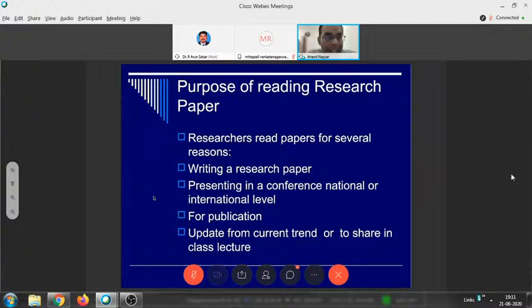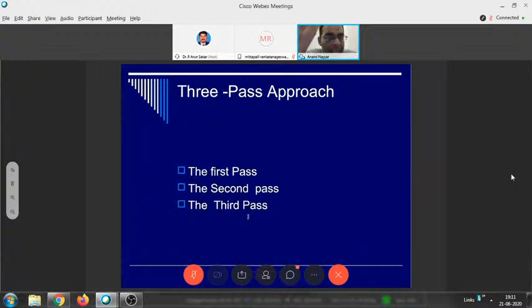Now see this: why read the paper? The first reason is to write a research paper. You have to present in a conference. You have to go for publication, and you have to keep yourself updated in your track. So these are the four main reasons why we read a research paper. See this. Now I have the three pass approach.